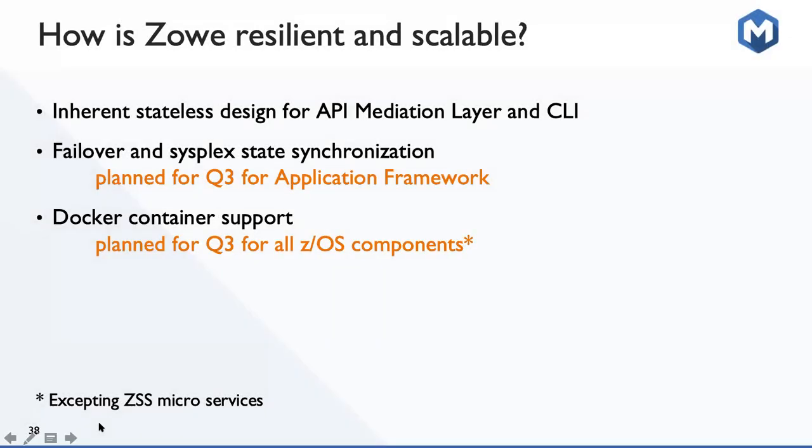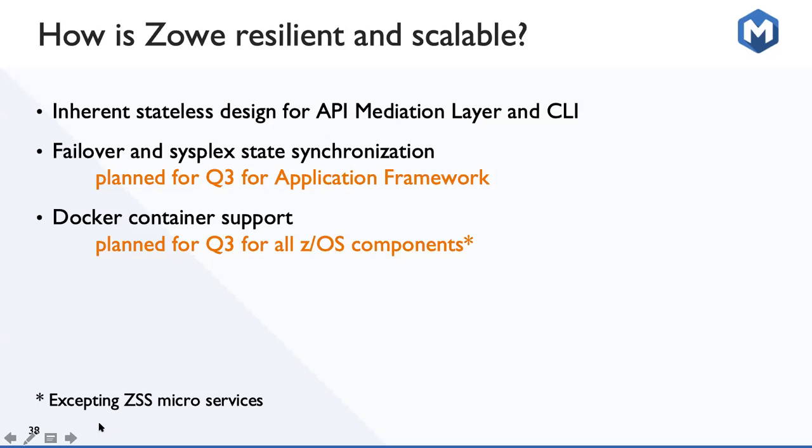So with respect to resilience and scalability, the API mediation layer and the CLI inherently support resilience and scalability because they are of stateless design. For the application framework, that is in development right now to support high availability and fault tolerance. And this will also include eventually sysplex support, probably towards the end of Q3.